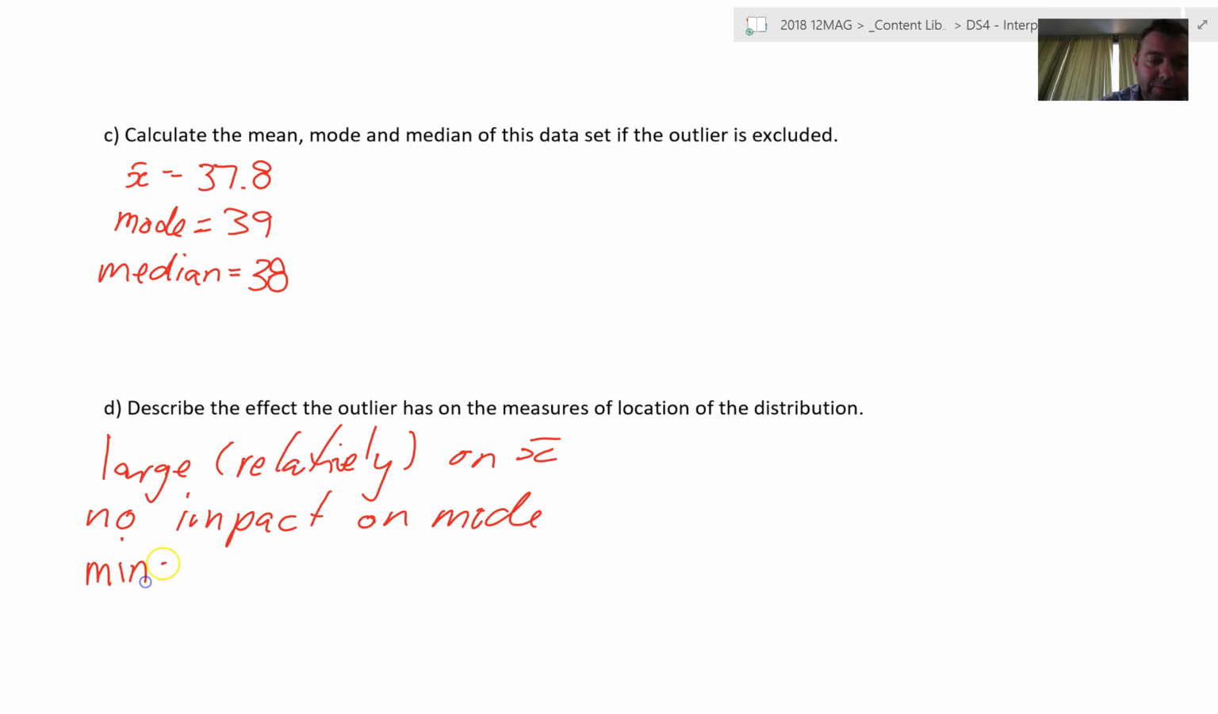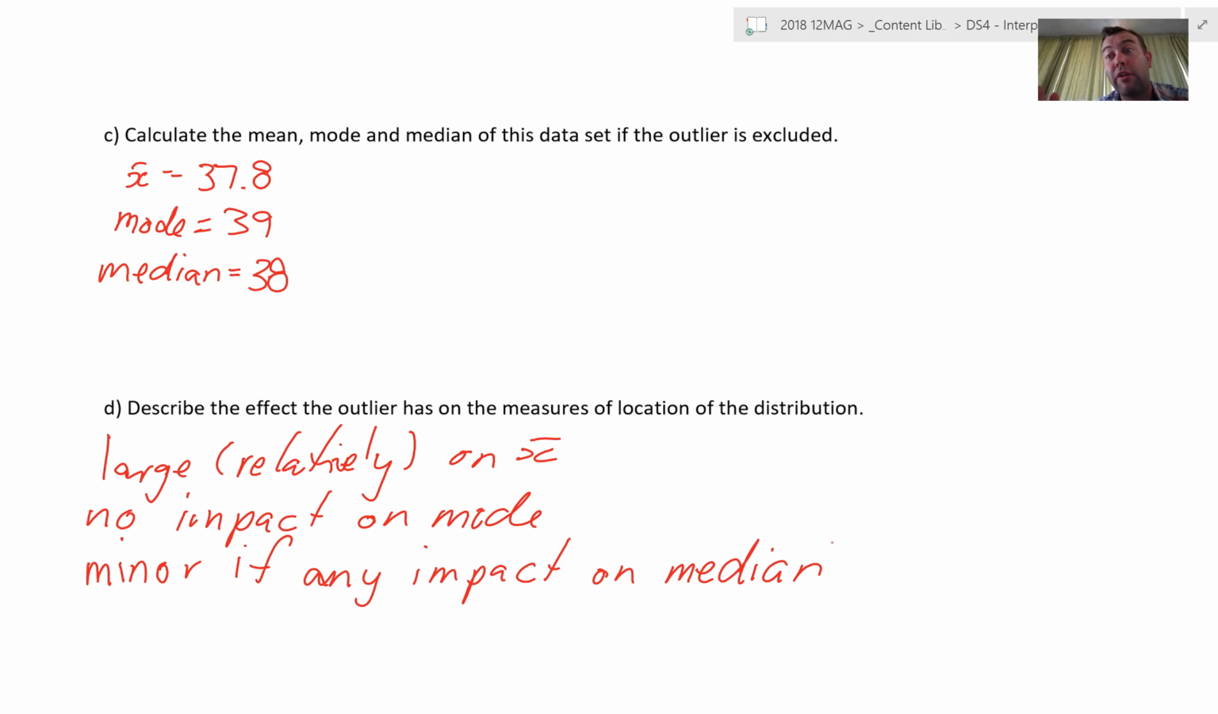Minor, if any, impact on the median. Because we have this sort of democratic approach with the median, that really big score does take one score away from the list. And so that shuffles the position of the median half a spot, either to the left or the right, depending if it's a big outlier or a small outlier. Every time we take one off, it'll move it a little bit.